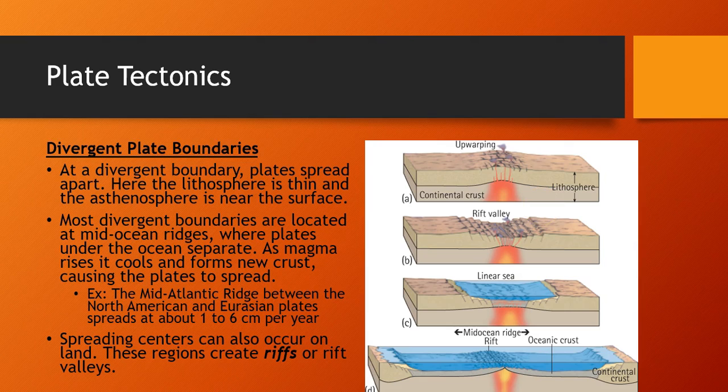So divergent boundaries are where plates spread apart. In this region, the lithosphere is thin and the asthenosphere is near the surface. Most divergent boundaries are located in regions of mid-ocean ridges where plates under the ocean separate. Magma rises up, it cools, it forms new crust, and it forces the seafloor to spread, and thus it forces the continents to spread. The mid-Atlantic ridge is between North America and Eurasia. It spreads about 1 to 6 centimeters per year.